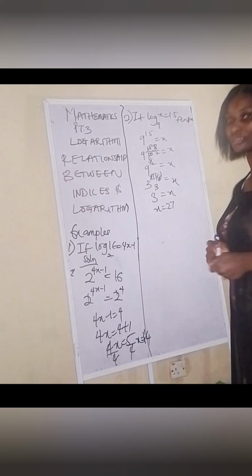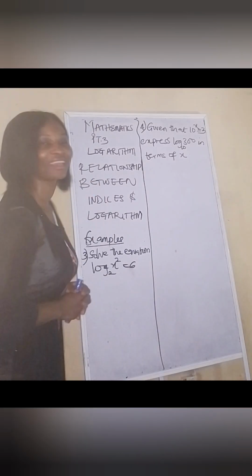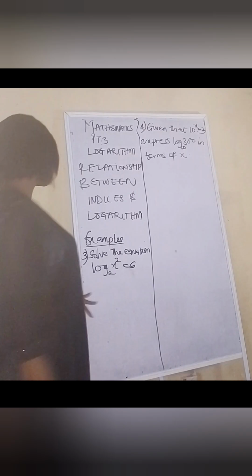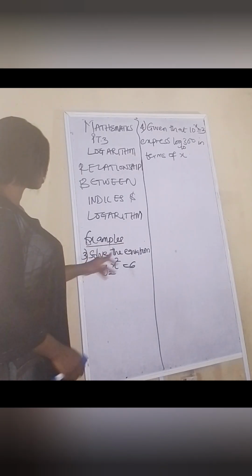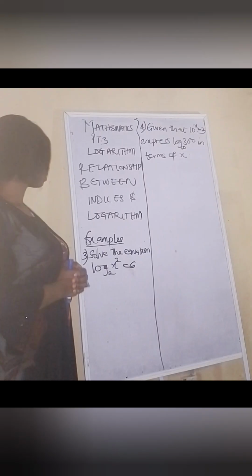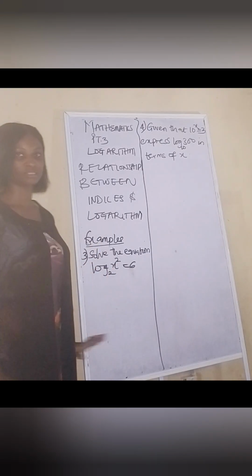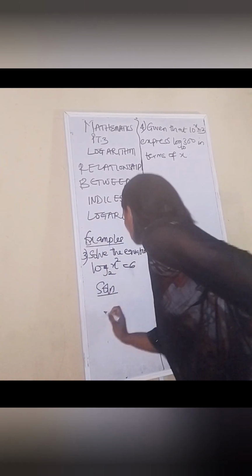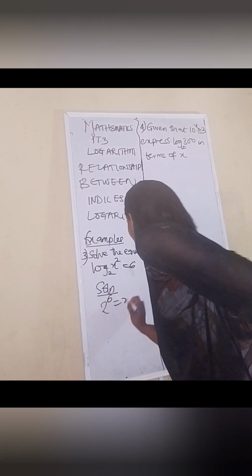It's as simple as that, okay? Alright, so now we have another question to smash. So let's quickly do that now. We have to solve this equation: log of x squared base 2 equals 6. Let's turn it to indices. So it will now be 2 raised to the power 6 equals x squared.